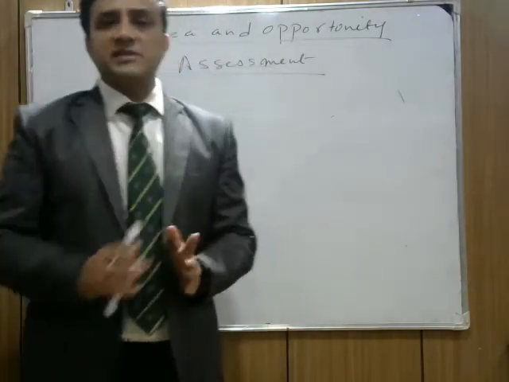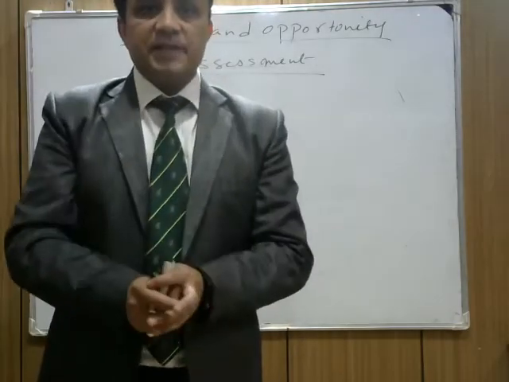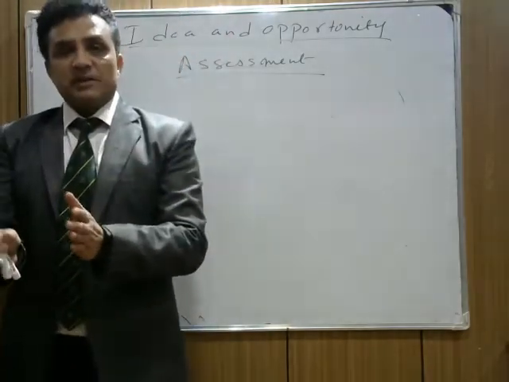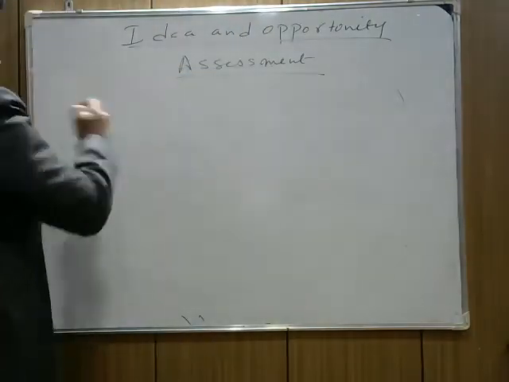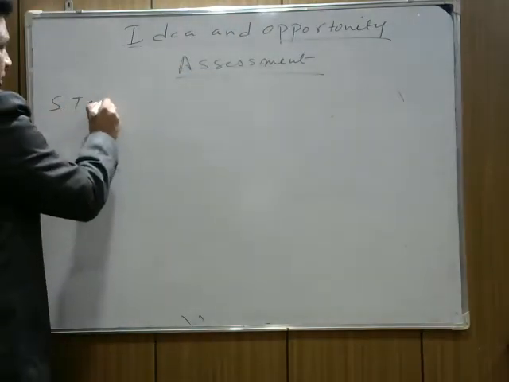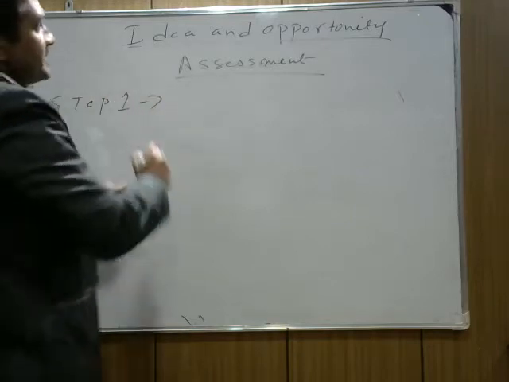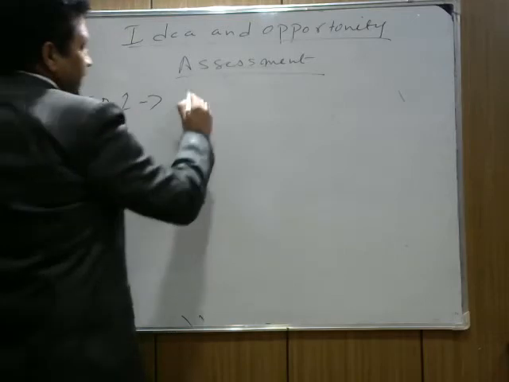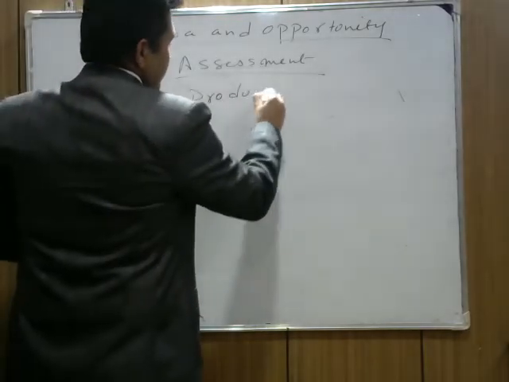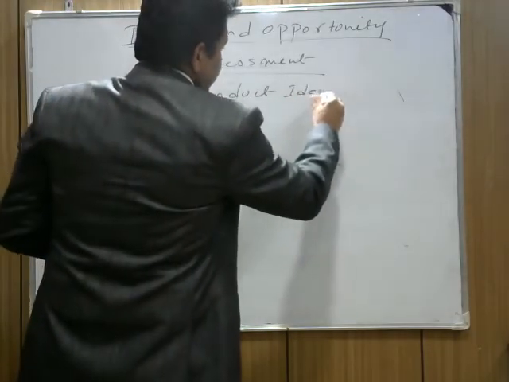You know that there are different steps. There are a total of 6 steps in idea and opportunity assessment. The first one is product identification. So we are moving towards the first step. Step 1, regarding idea and opportunity assessment, is product identification.